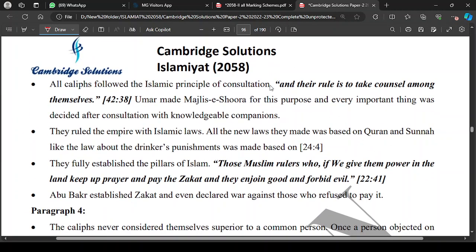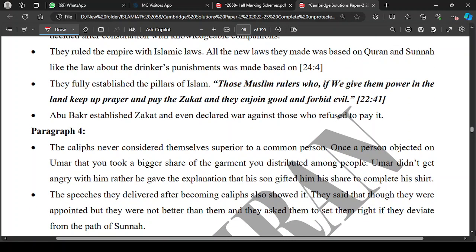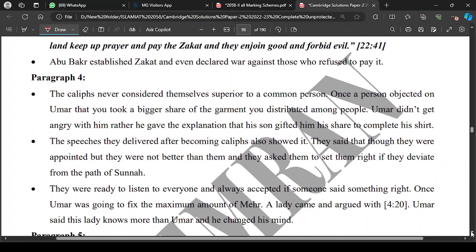And they followed the Islamic principle of consultation according to the Quran, and their rule was to take counsel amongst themselves. They did their work with mutual consultation. Umar made a majlis shura for this purpose, and every important thing was decided after consultation with knowledgeable companions. He discussed several matters with them, and this is how the matters were referred to the Quran and Hadith of the Holy Prophet Muhammad, peace be upon him.